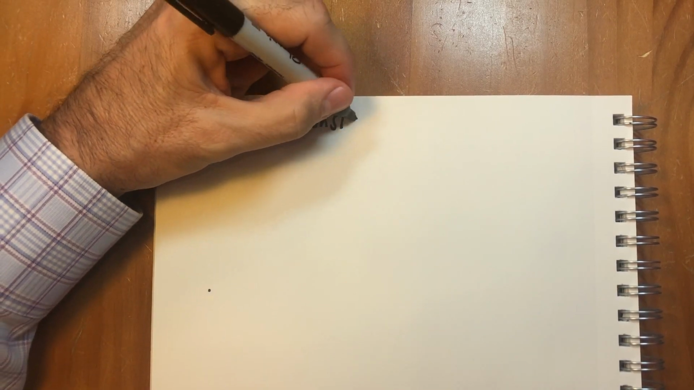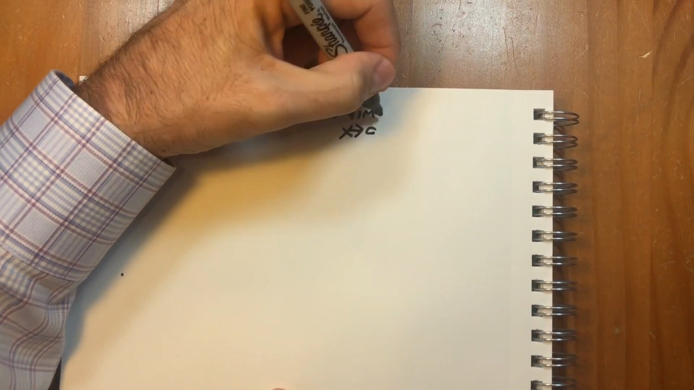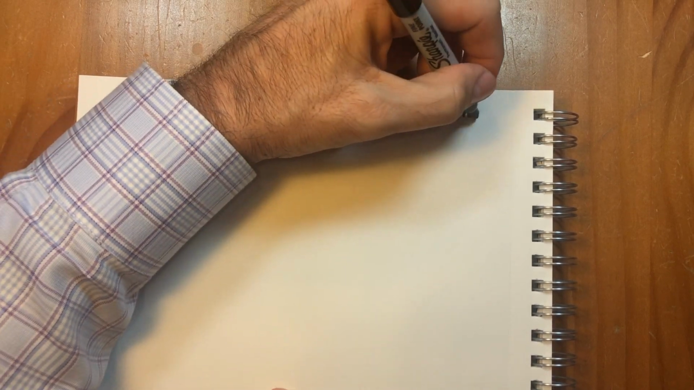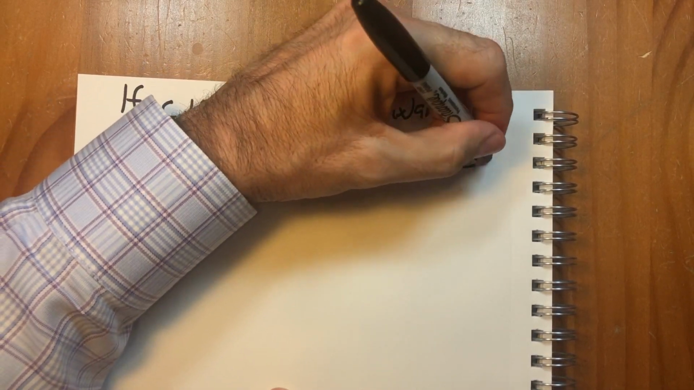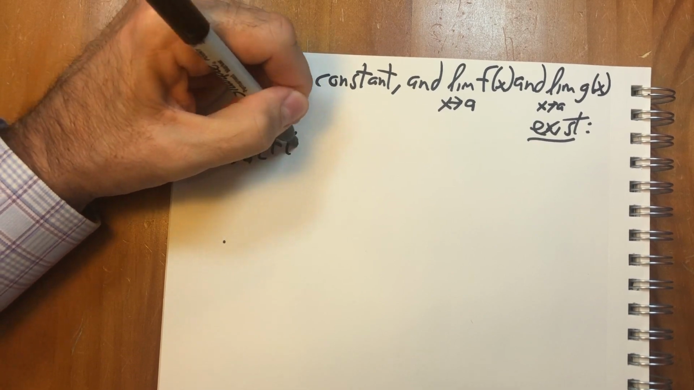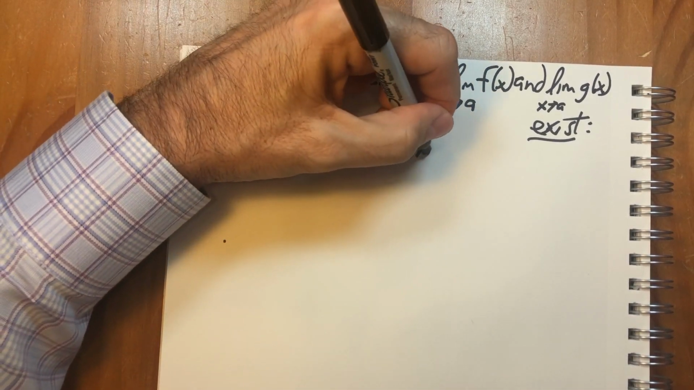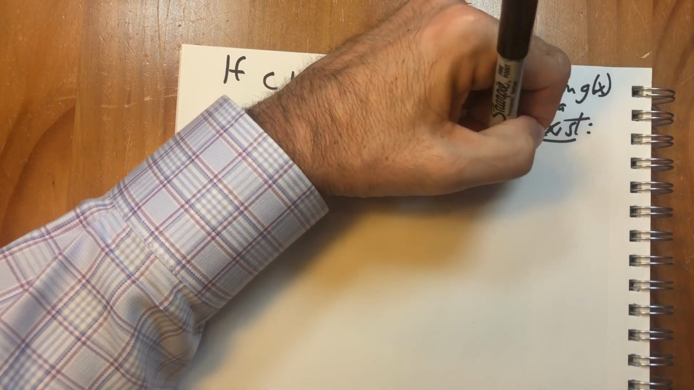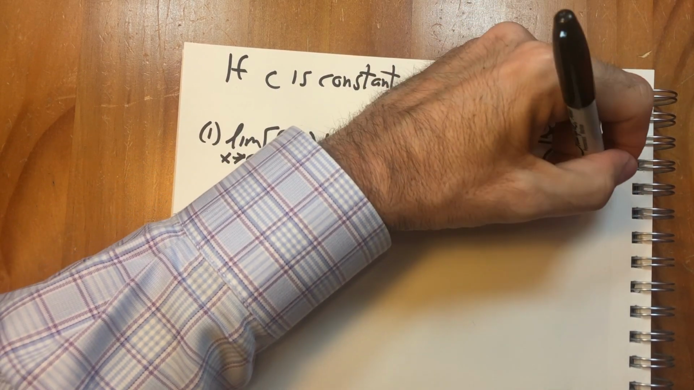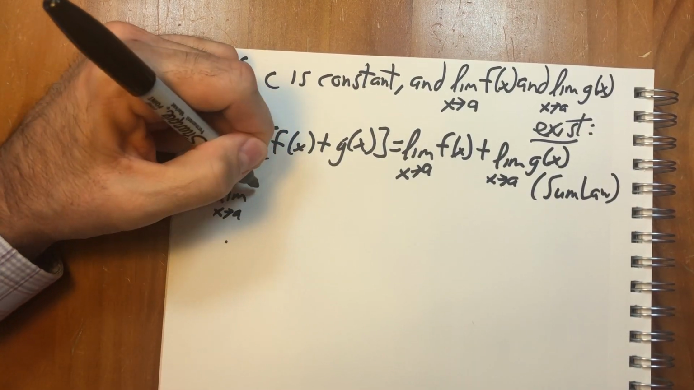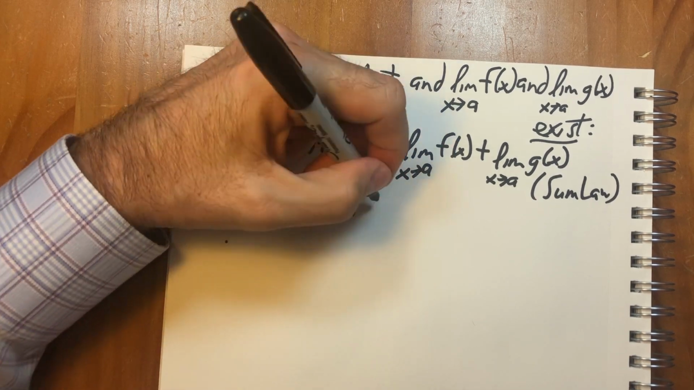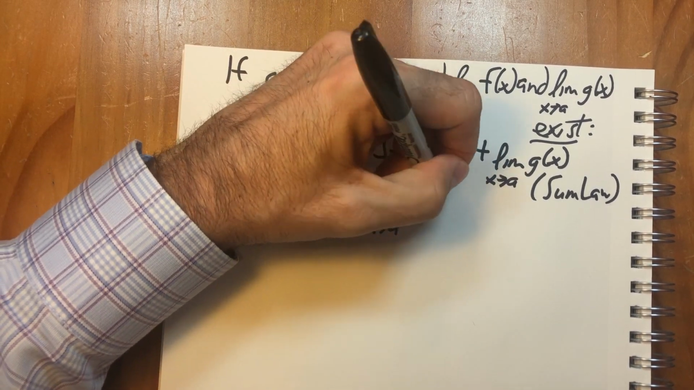So there are 5 basic limit laws. I'm not going to bother proving any more. If there's any that you want to see us prove, let me know in the comments and we can do it. So if c is a constant and the limit as x approaches a of f of x and the limit as x approaches a of g of x exist, and all of these limits are as x approaches a, then 1, the limit of f of x plus g of x equals the limit of f of x plus the limit of g of x.